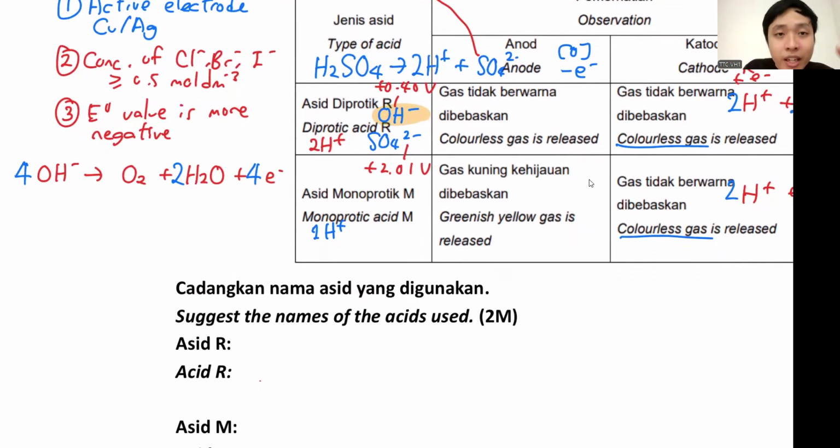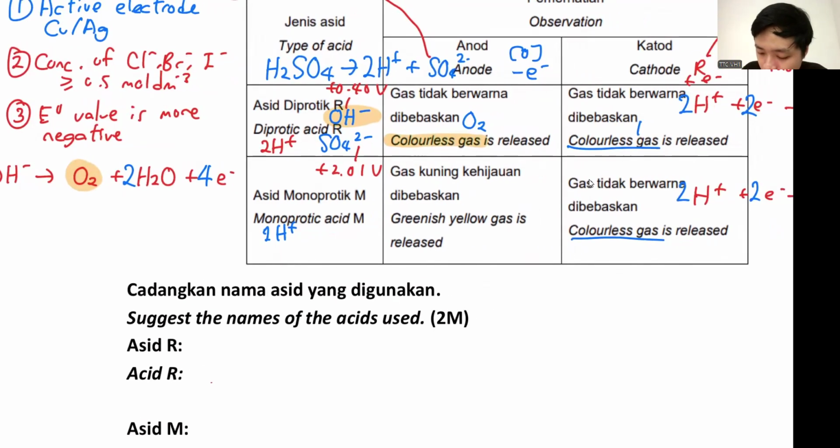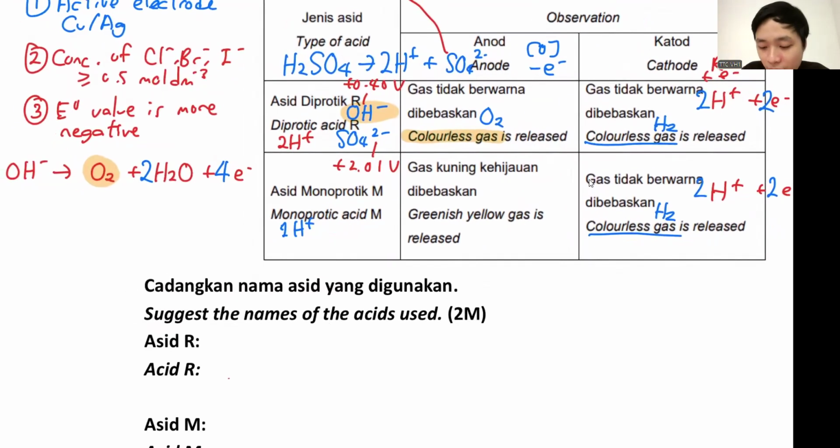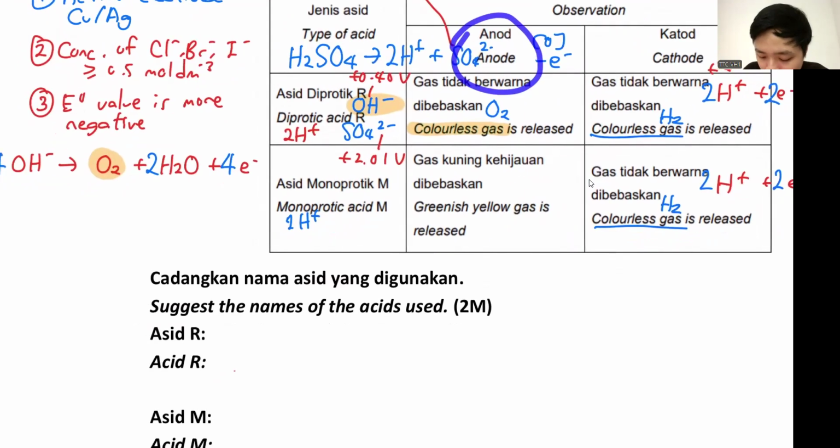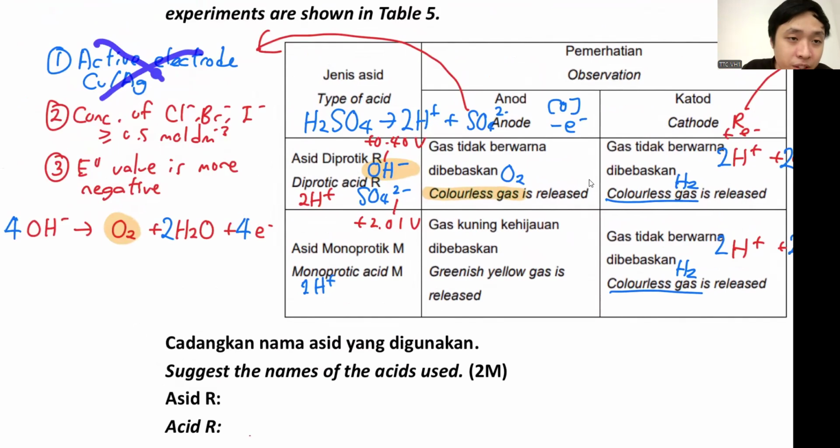Okay, so what gas is produced? Oxygen gas. That's why you get a colorless gas released, which is oxygen in this case. The other side is hydrogen. Both sides are hydrogen, for both acids, but for the anode, it's different. Here, for monoprotic acid M, greenish yellow gas is released. Obviously, it's not possible for the first factor. The first factor doesn't produce gas.